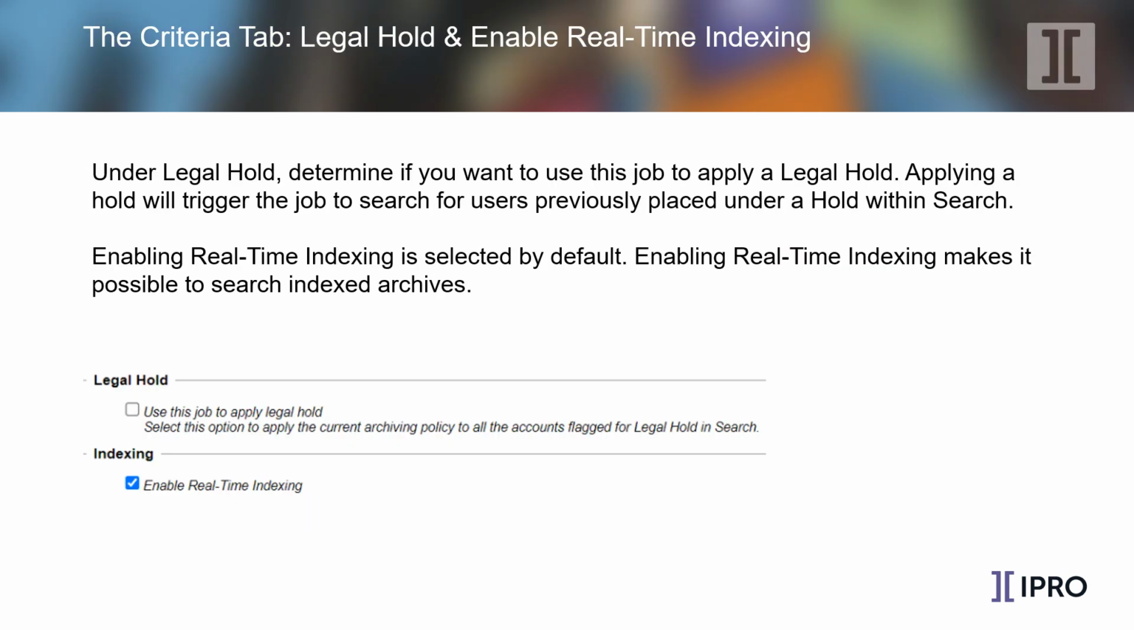The Criteria tab also allows for applying a legal hold to the job, which will trigger the job to search for users already placed under a hold within search, and will enable real-time indexing, which is enabled by default under indexing and makes it possible to search indexed archives.